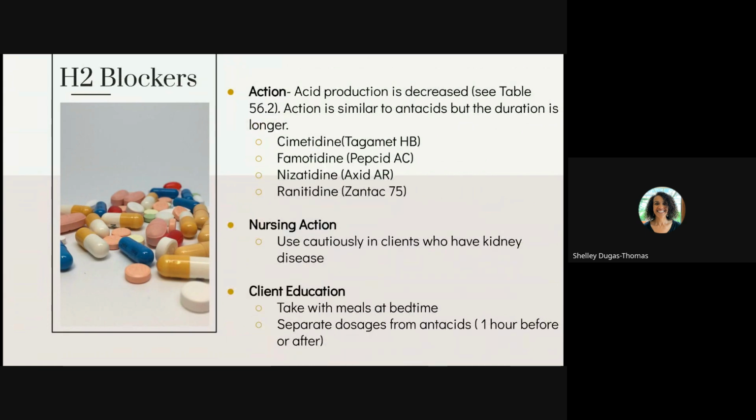So H2 blockers reduce stomach acid production, similar to antacids, but with a longer duration of action. Common examples include Tagamet, Pepcid, Axid AR, and Zantac. Nursing actions include cautiously using this in clients with kidney disease, and client education is you want to make sure they take this medication with meals or at bedtime and separate from antacids by at least 1 hour before or after to prevent interaction.